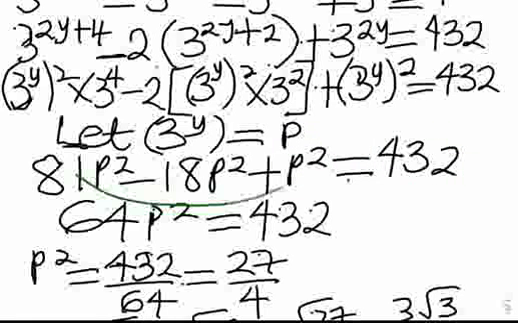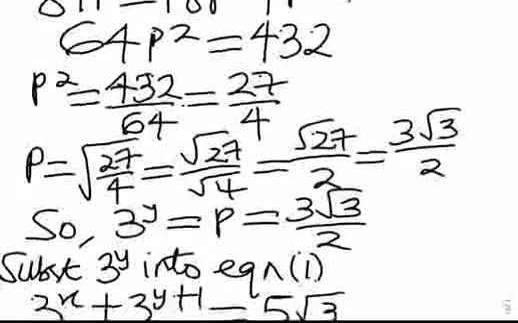Now the whole of these are like terms. 81p squared minus 18p squared plus p squared would give 64p squared equals 432. Then the next step is to divide both sides by 64.